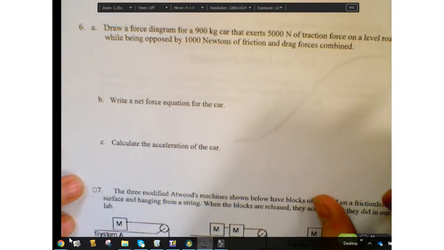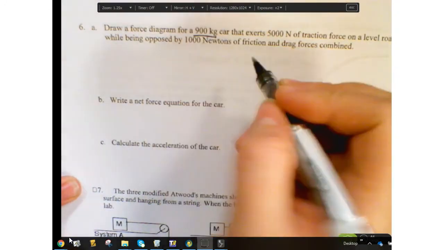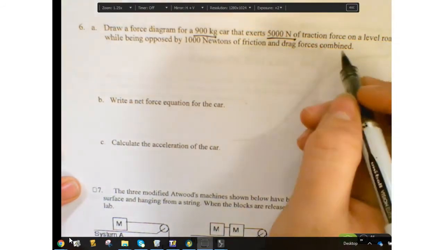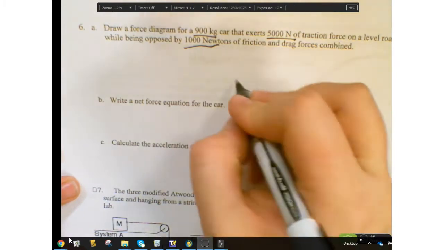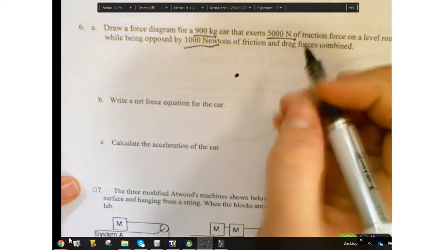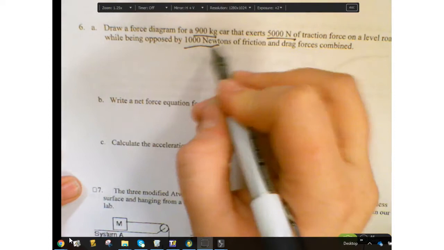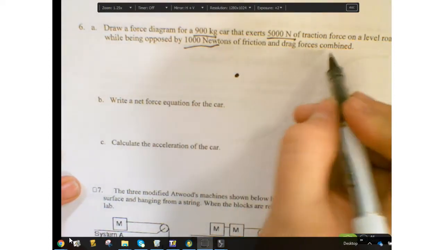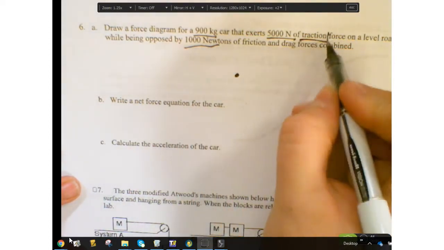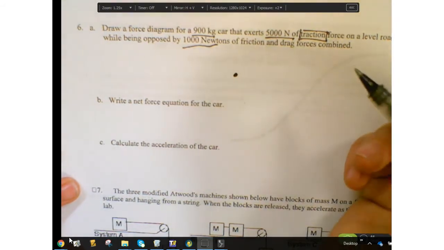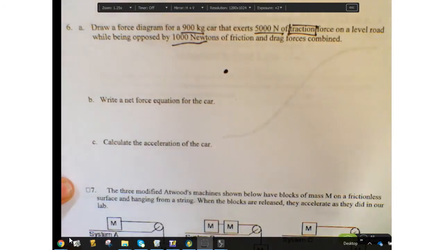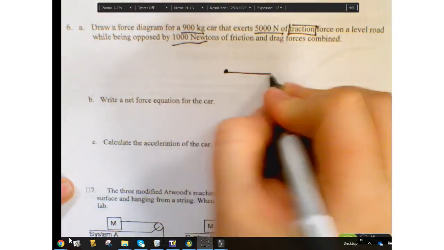Alright, number 6. Draw a force diagram for a 900 kilogram car that exerts 5,000 newtons of traction force on a level road while being opposed by 1,000 newtons of friction. Now the important thing here is that we just understand we have two forces in the horizontal direction that are opposing each other. This traction, although we don't really understand that word completely, is the force that allows the car to go forward. So you have to think the car's tires push back on the ground, so the ground pushes forward on the car's tires. It's that idea with traction.